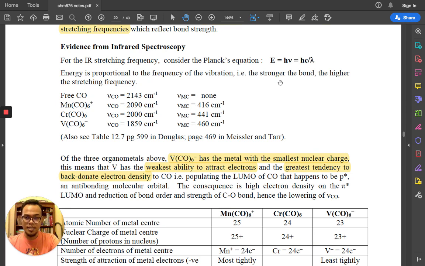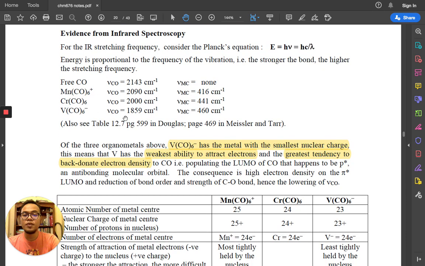So based on that understanding, now please have a look at this one. Please focus on the frequency of your carbonyl. You see, for the free carbonyl, no metal, it is unbonded, it is a free ligand. So we can see that the frequency would be at 2143. When you have manganese, it is reduced to 2090. When you have chromium, it is reduced to 2000. And we have vanadium, it is reduced to 1859. So today we're going to learn why we can have such frequencies.